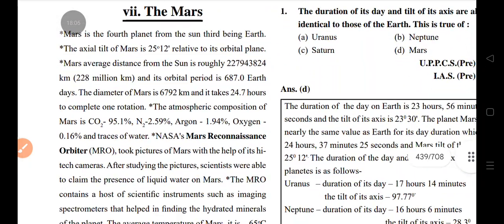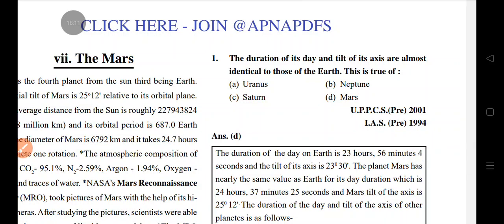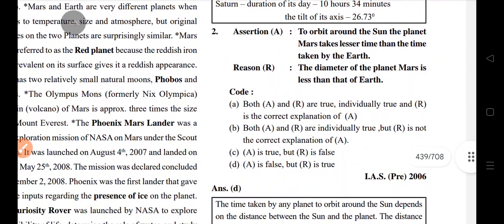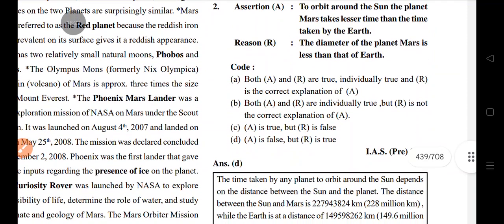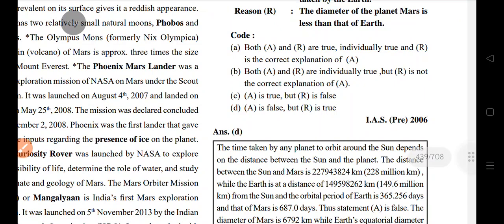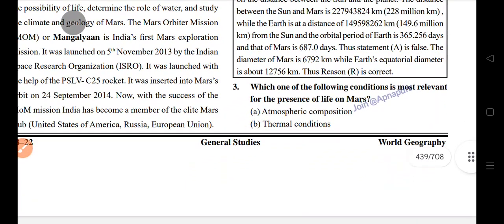The Mars. The duration of its day and the tilt of its axis are almost identical to those of Earth. This is true of Mars. Orbiting around the sun, the planet Mars takes less time than that taken by Earth. The diameter of planet Mars is less than that of Earth. Most relevant for the presence of life on Mars.